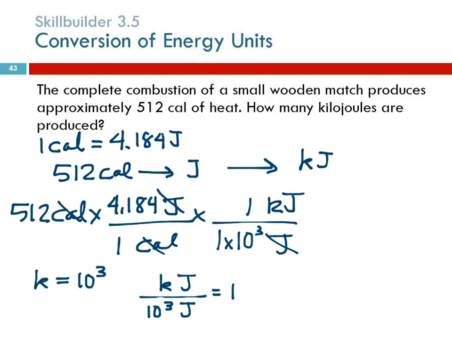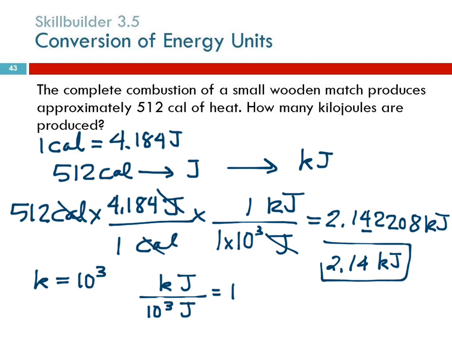Calculator hiding. So 512 times 4.184 times 1 divided by 1 EE3 equals. Calculator says 2.142208. And the unit would be kilojoules. How many significant figures? 3. 512 calories is a whole number that does not mean it's exact. This has 3 significant figures. This has 4. This is exact. So I'm going to keep 3 significant figures and round this to 2.14 kilojoules for my answer. Any questions?